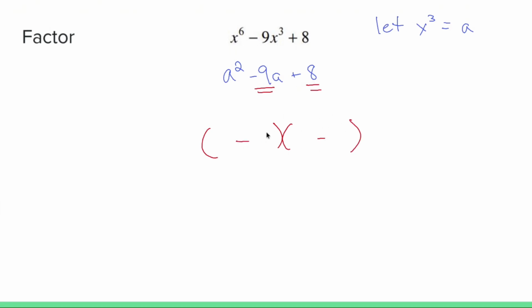And if I do 8 and 1, I'm in great shape. This is going to be fun. You'll see why. Now, a minus 8 and a minus 1, I've completed this part. However, I'm not done yet because a is not in the original problem. We let a equal x cubed. So this is x cubed minus 8, and this is x cubed minus 1.